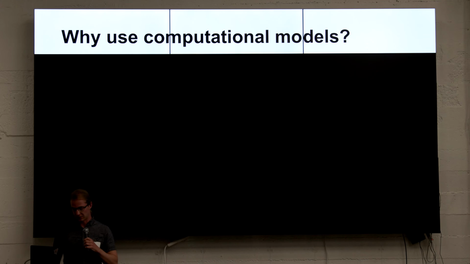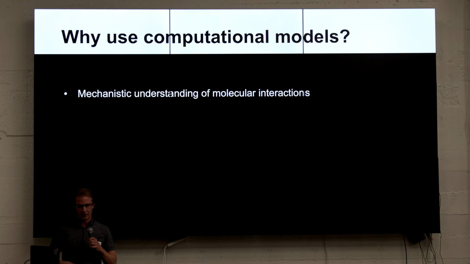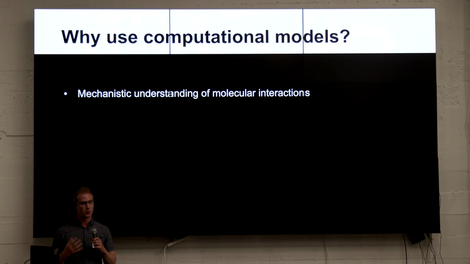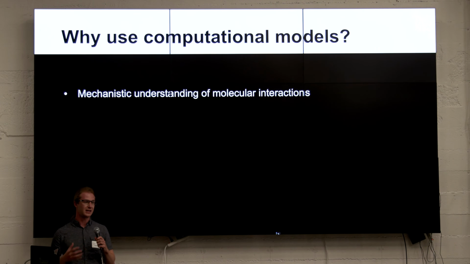And so one question that I often get from hardcore experimentalists is why should we bother using these computational models in order to optimize our DNA structures? And I'd argue there's three main reasons you should be using computational models. Number one is that they give you this mechanistic understanding of molecular interactions that you really can't get from nanoscale experiments. And this is just because our resolution for identifying what's happening at the nanoscale is really limited. You can't just look at it with a microscope.